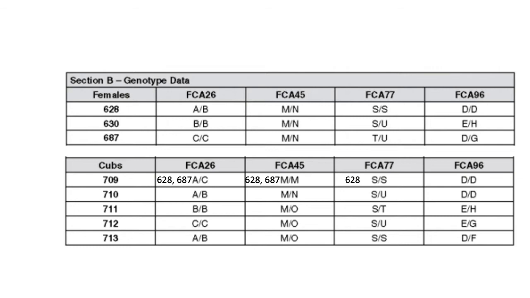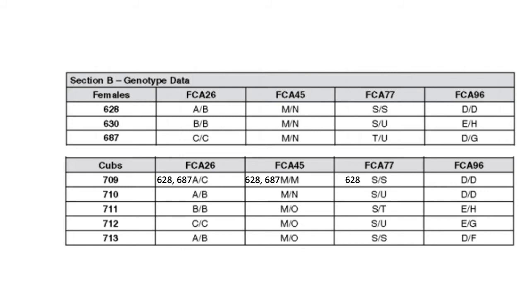So we can see with Cub 709, 709 has a genotype of AC, and that means that it could have got A from either mom or dad, or it could have got C from either mom or dad. So knowing that, let's look at all the females that we could have got A from. Well, it looks like we can only get A from one female, and that's 628. Well, what are all the females we could have got C's from? Well, there's still only one female we could have got C's from. So that means that for 709, so far, we have a possibility of having mom be either 628 or 687.